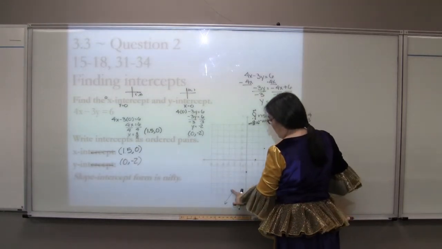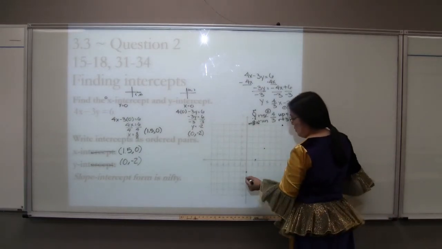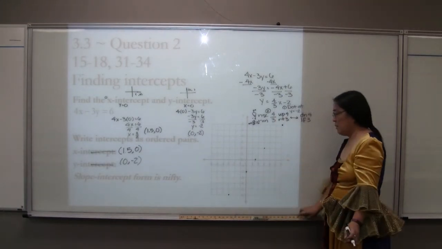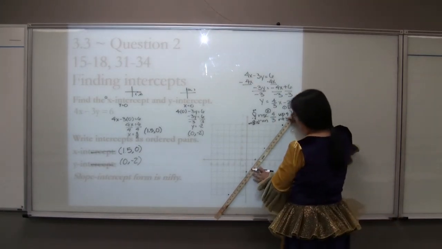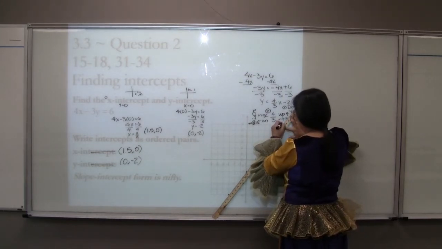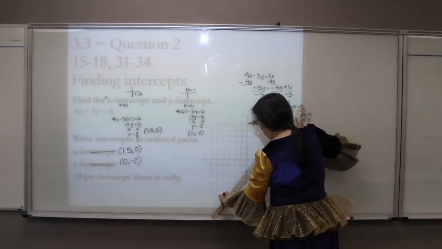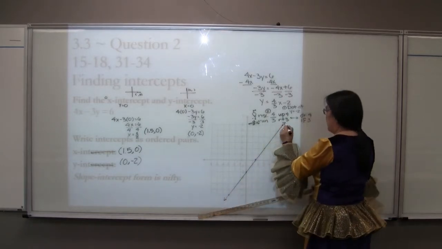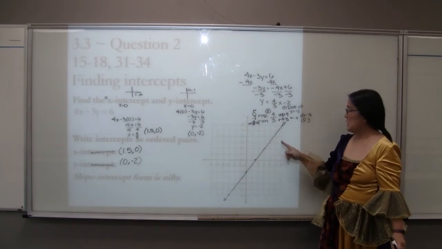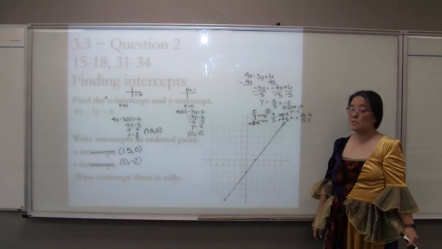So, why did I do this side? Down 4, left 3. That's because there's more room here. I'm going to go down 4, left 3, and make a dot. That way I have all the points there, and I can make a very, very nice line. Keeping my pen right up against the edge of that ruler so I can have the line. And it does go through those points, and it goes through all the other points that make up the line in slope-intercept form.